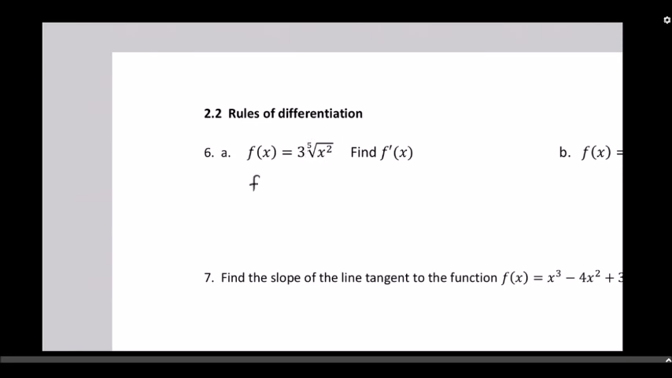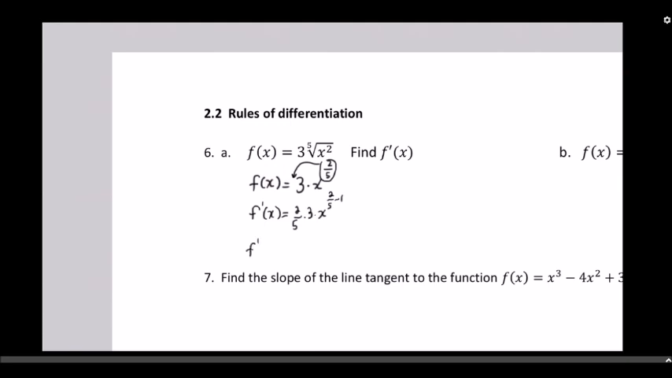So the first thing I would do is rewrite f of x using rational exponents. So instead of 3 times the 5th root of x squared, it's going to be 3 times x to a power of 2/5. Now we can use the simple power rule, which states this exponent is going to move down in front and multiply the coefficient. So it's going to become 2/5 times 3 times x, and then the exponent has to decrease by 1, so it's 2/5 minus 1.